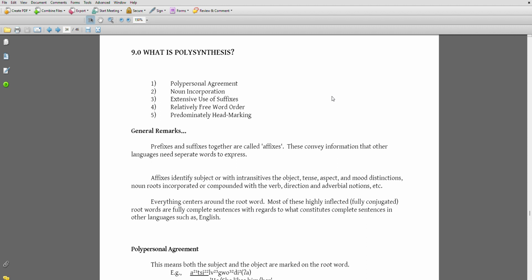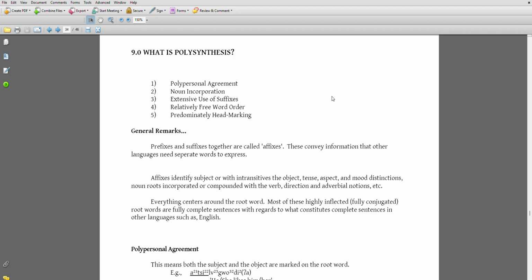Polysynthesis has polypersonal agreement, noun incorporation, extensive use of suffixes, relatively free word order, and predominantly head marking. General remarks. Prefixes and suffixes together are called affixes. These convey information that other languages need separate words to express. Affixes identify the subject, with or without intransitives, the object, tense, aspect, and mood distinctions, noun roots incorporated or compounded with the verb, direction and adverbial notions, etc. Everything centers around the root word.